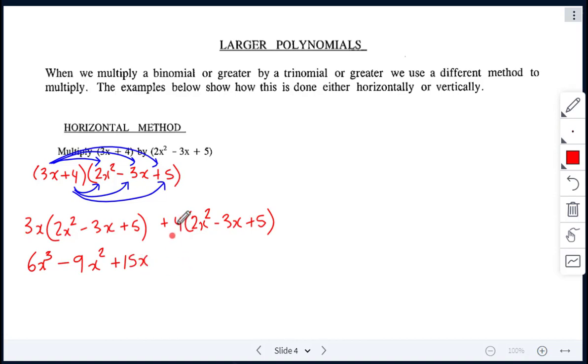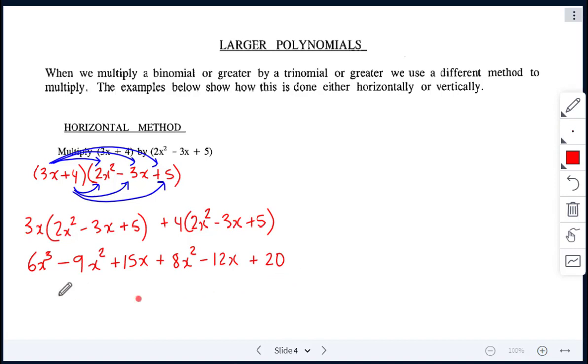All right, next we're taking this positive 4, multiplying it to everything inside the bracket. So we have a positive 8x squared, then 4 times negative 3x gives me negative 12x, and then 4 times positive 5, which is positive 20. All right, so here we have this really long expression. The last step is to collect any like terms.